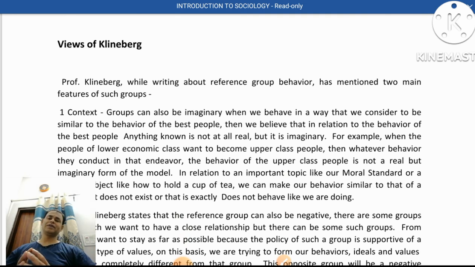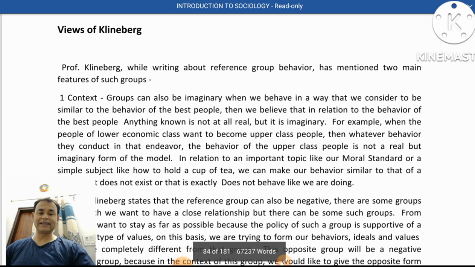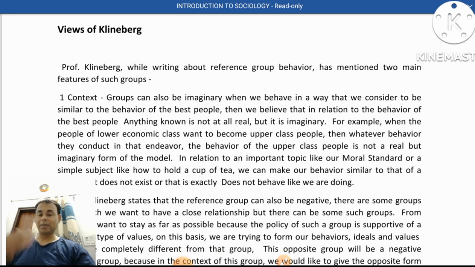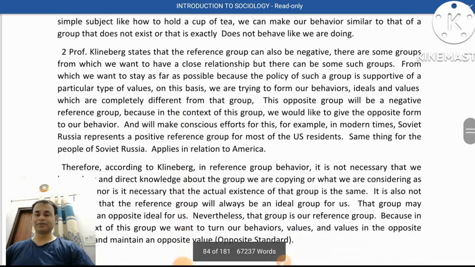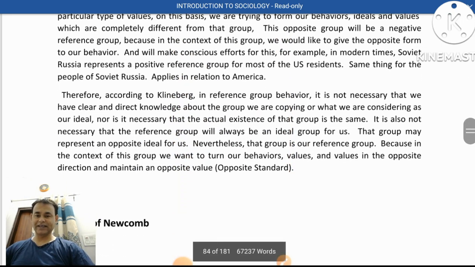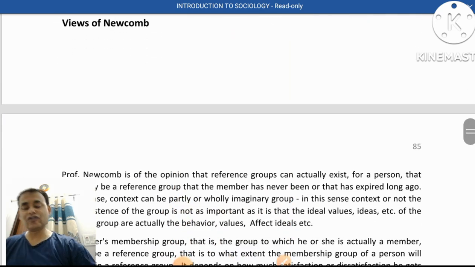Groups can also be imaginary. Kleinberg said a group can be imaginary when we behave in a way that we consider to be similar to the behavior of the best people. So it is an imaginary group. Then we believe that in relation to the behavior of the best people, it is not real, but it is imaginary. And you can understand the view of Newcomb.